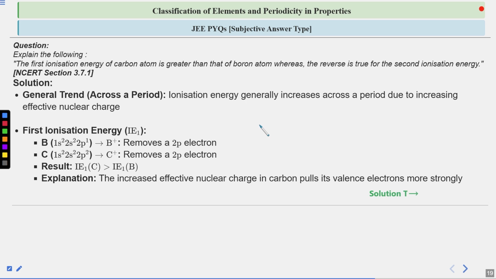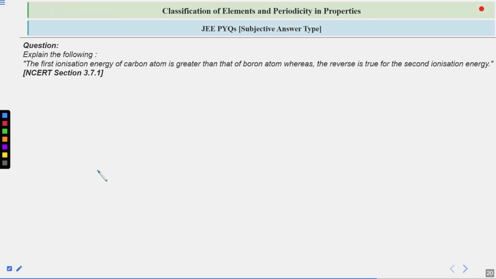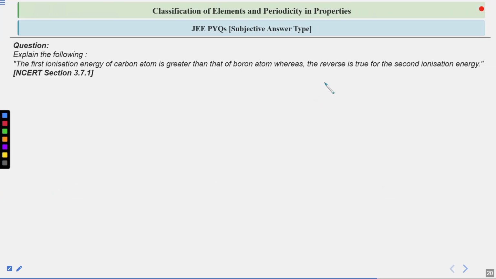So no, it is not according to the penetrating effect. It is simply because carbon has a greater effective nuclear charge. You know it? When you move from left to right, the ionization potential increases due to the greater effective nuclear charge. Now let us talk about the second ionization enthalpy. It is written here that the reverse is true for the second ionization enthalpy. Why are we saying that?